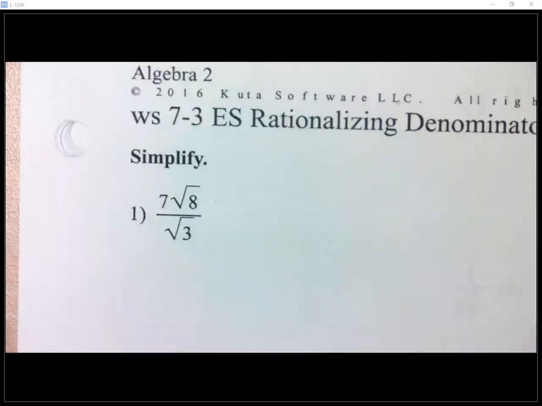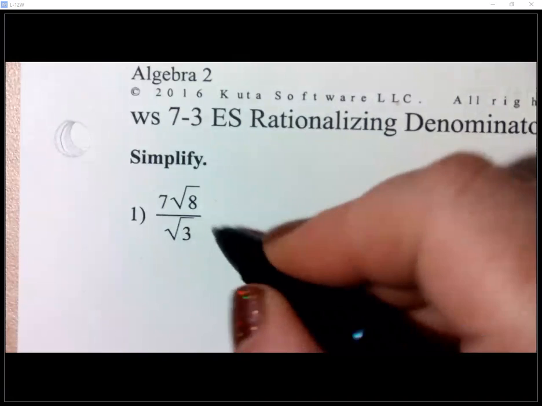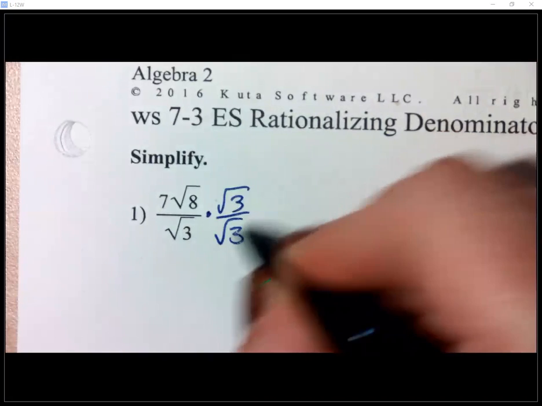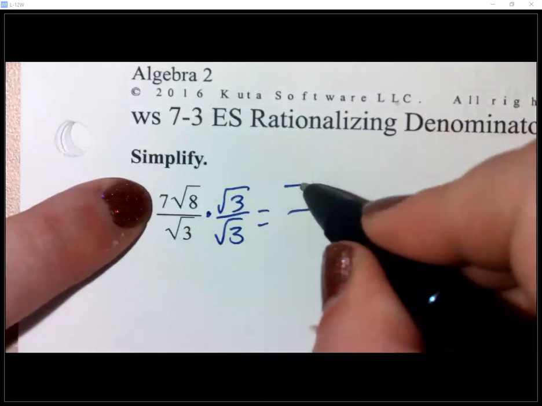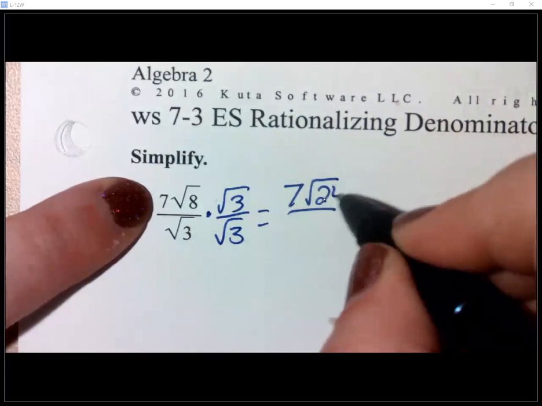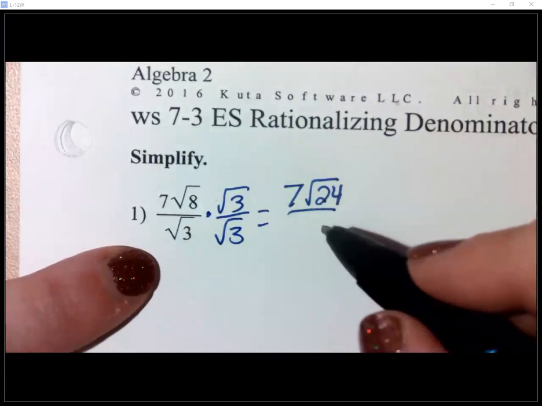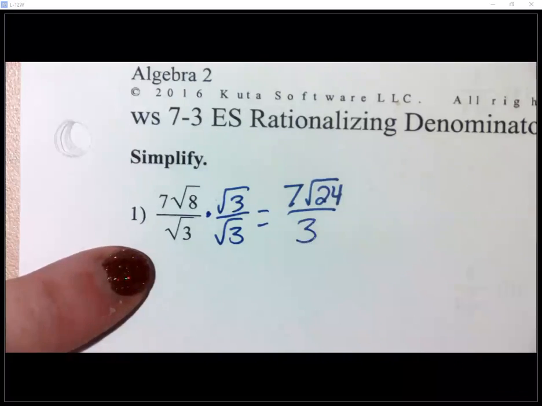What are you supposed to do with something like number 1? Get rid of that square root in the denominator. Yeah, I multiply by √3 over √3. Because what happens is that numerator becomes 7 square root of 24. And the denominator just becomes what? 3.